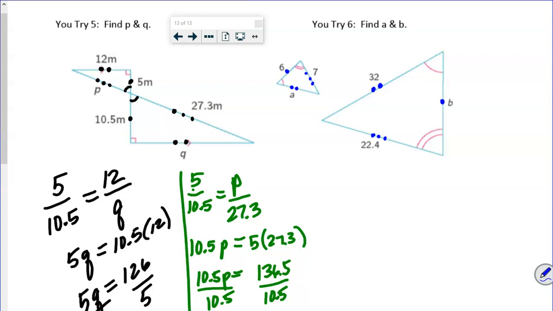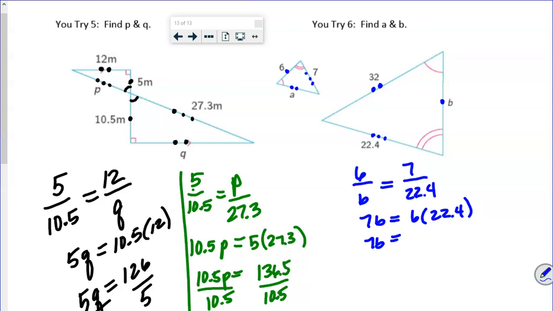So what do we have? 6 over B is equal to, I think our 3 dot side is the one we're going to have to use, y'all, 7 over 22.4. So once again, cross multiply. 7B is equal to 6 times 22.4, which is 134.4. Divide both sides by 7. B is going to be equal to 19.2. We'll check it in a minute, okay?